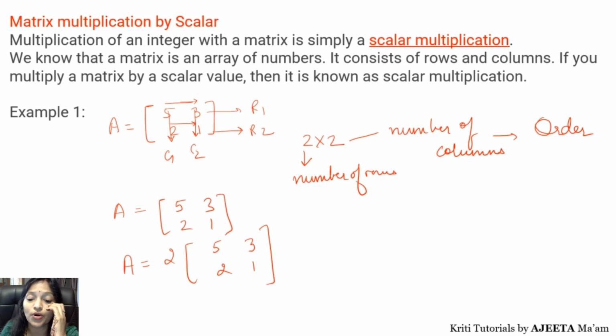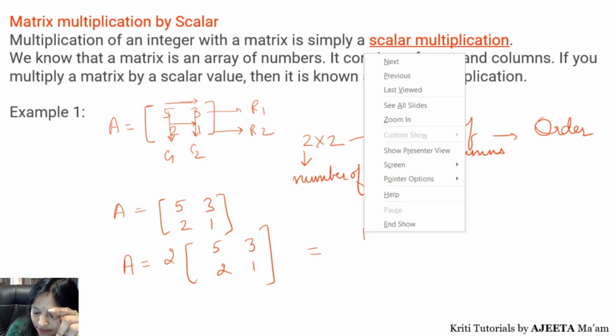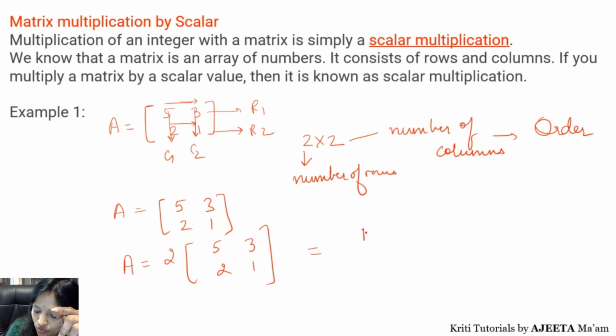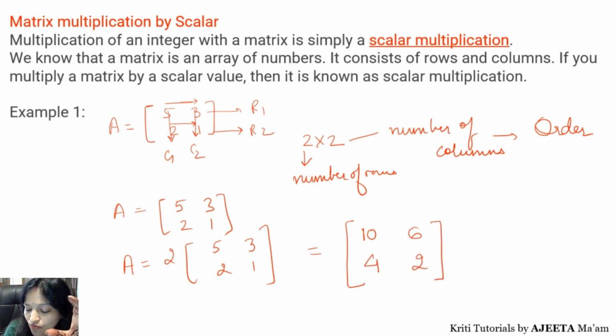So now the corresponding elements are what? 2 को हम किससे मल्टीप्लाई करेंगे? 10 से, सॉरी, 2 को हम किससे मल्टीप्लाई करेंगे? 5 से. What we will get? 10. 2 को हम 3 से भी मल्टीप्लाई करेंगे, what we will get? 6. 2 को हम 2 से मल्टीप्लाई करेंगे, what we will get? 4. 2 को हम 1 से मल्टीप्लाई करेंगे, what we will get? 2. So now this is our matrix which we have multiplied with 2. एक मैट्रिक्स था हमारे पास, उसको हमने 2 से मल्टीप्लाई कर दिया, correct?